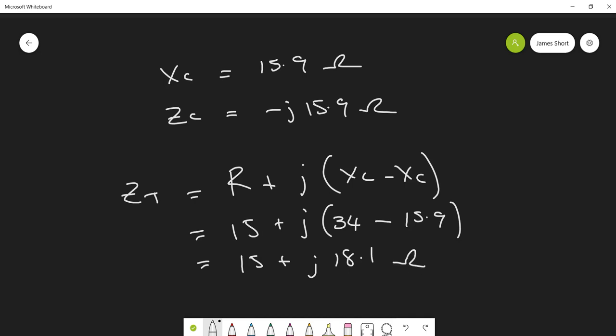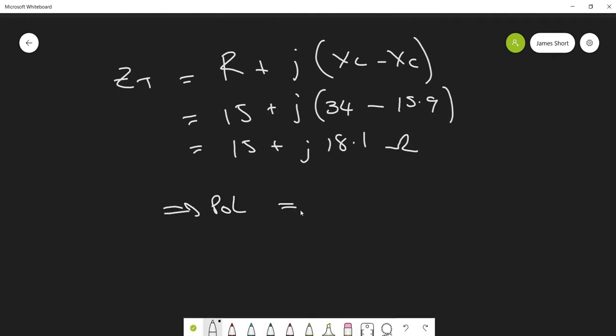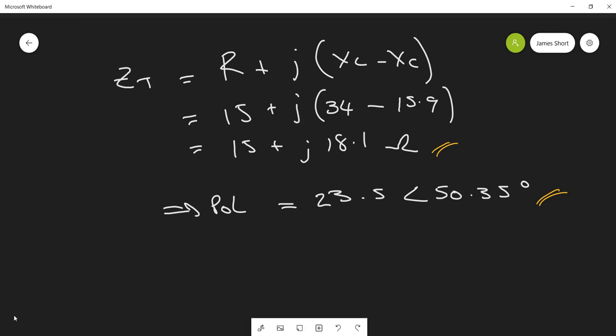Sometimes I put it before the number, sometimes after. So you can convert that into polar. Convert that to polar, and what you get is 23.5 at an angle of 50.35 degrees. The question asked for it in rectangular, but we've got it in polar there as well.